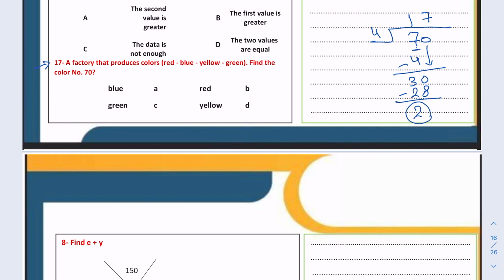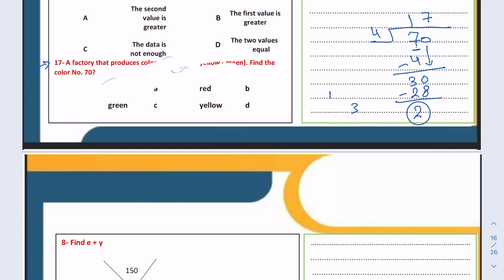I will take the remainder. So 2, I will count which one is the second one. It's blue, I will choose blue. If the remainder here is 3, for example, I will choose the third one, which is yellow. If the remainder is 1, I will choose the first one, which is red. If there is no remainder, I will choose the last one.